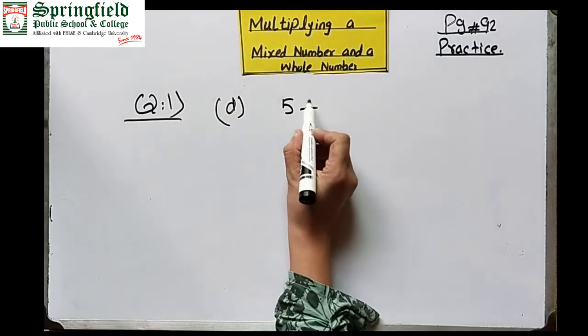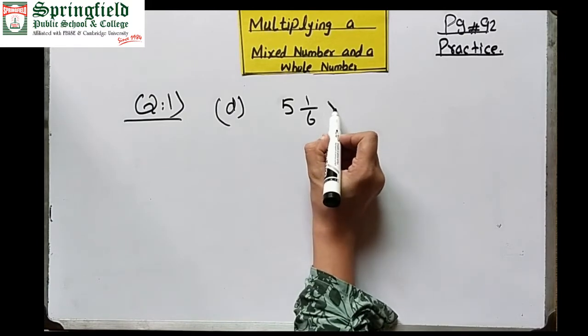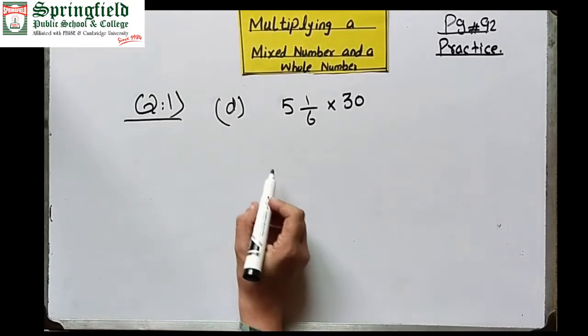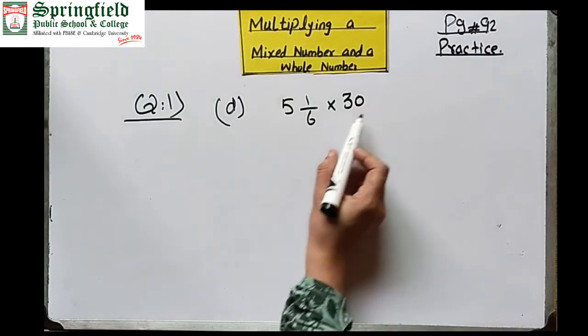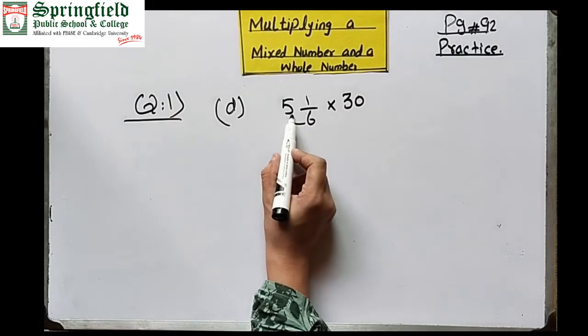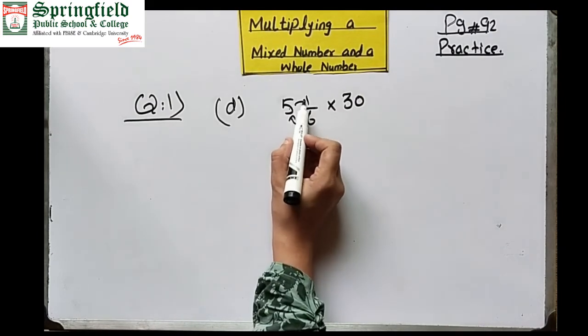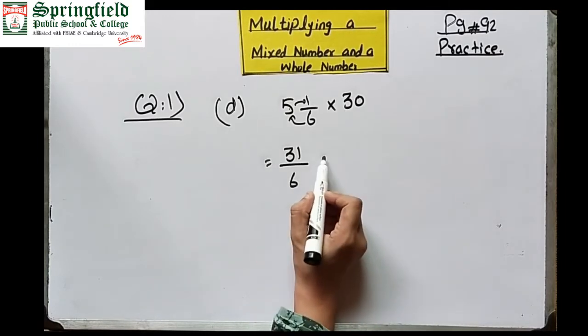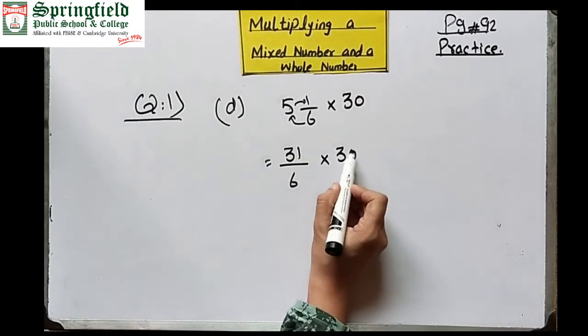5 whole 1 by 6 multiply with 30. So what will be the answer? This is the mixed number and this one is the whole number. So 5 6s are 30 plus 1. 31 divided by 6 multiply 30.